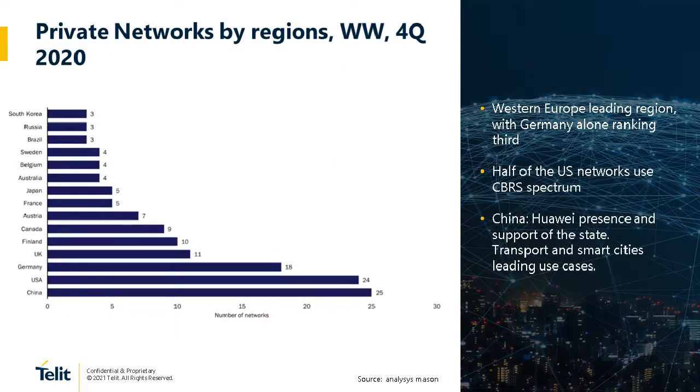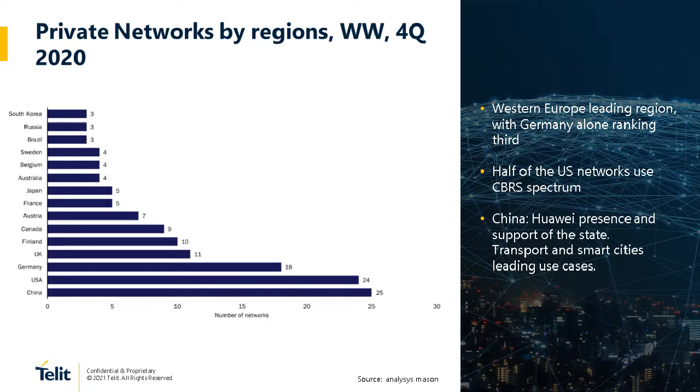Now, looking at the network, private networks by regions, this slide depicts the situation at the end of 2020, where essentially China was dominating the number of networks, essentially because the local presence of infra vendor players like Huawei and the support of the state that has helped the market in China to develop. Most of the China private networks are being deployed for transport and smart city projects.